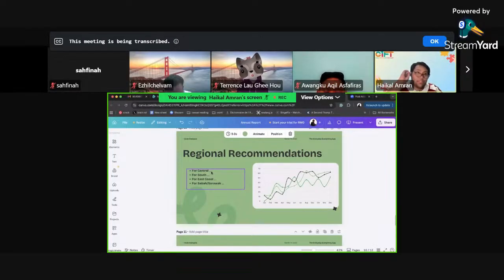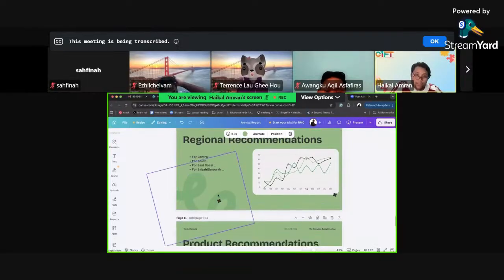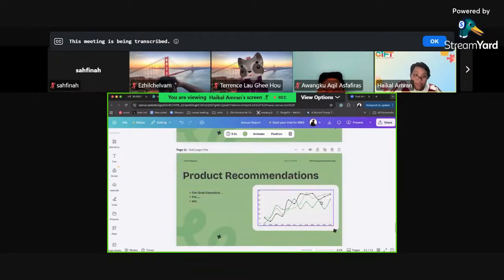Whatever business recommendation, this is the creative part, but be creative based on the analysis that you have already done in the first part earlier. All right. So this is the regional recommendation part. And then secondly, the product recommendation. So for Grab Executive, what should be done here, and so on and so forth.